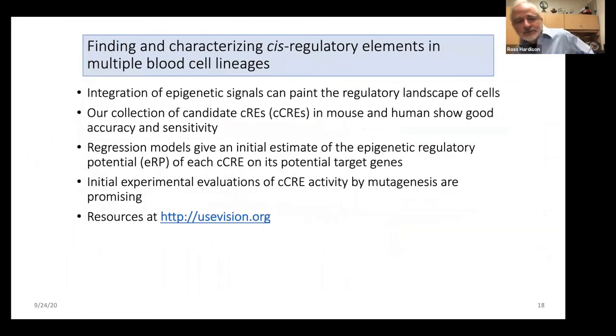So I hope I've convinced you that integration of these epigenetic signals to get a regulatory landscape is useful. You can combine that with accessibility to come up with a good set of candidate regulatory elements. Converting states to numbers by these regression models has a lot of potential, and it's very promising. We're very happy with our initial investigations of these experimental evaluations. Our resources are at this website.